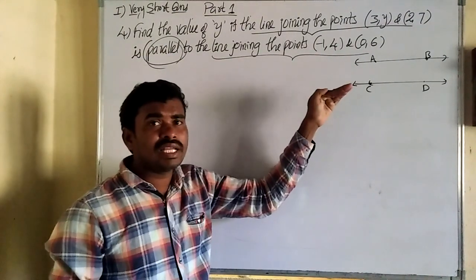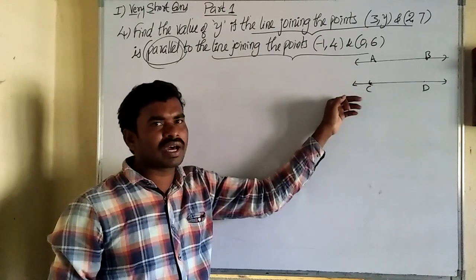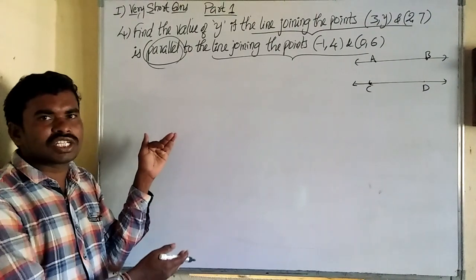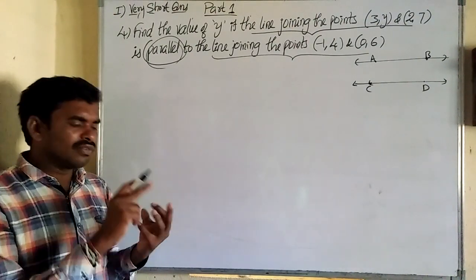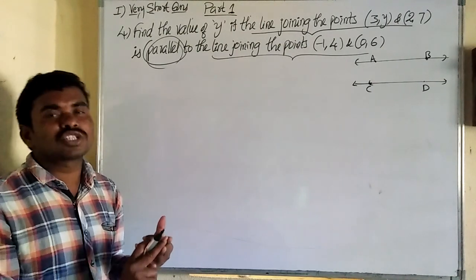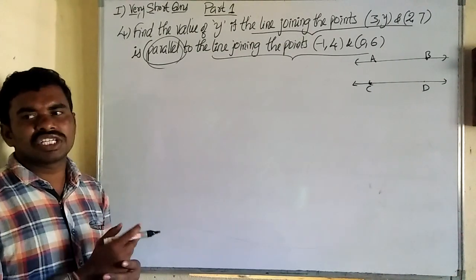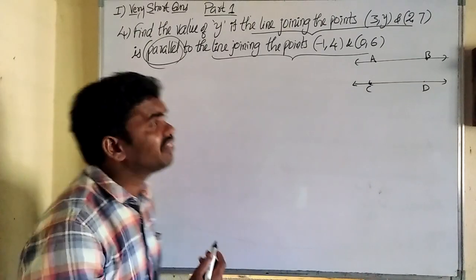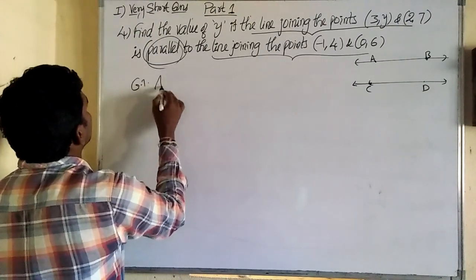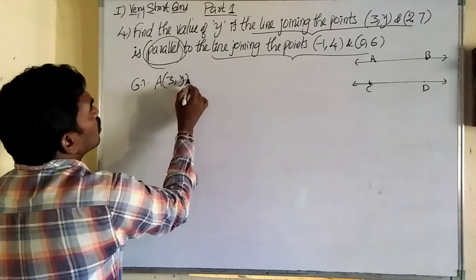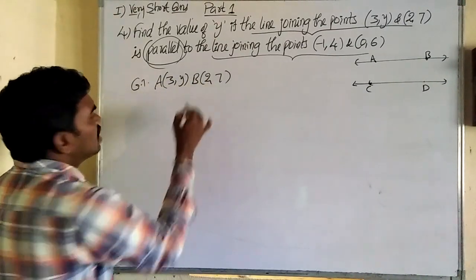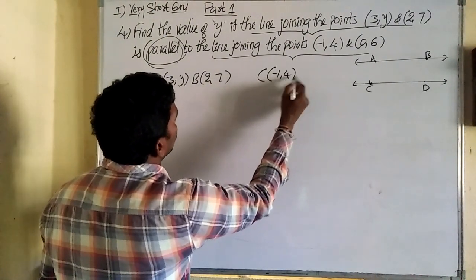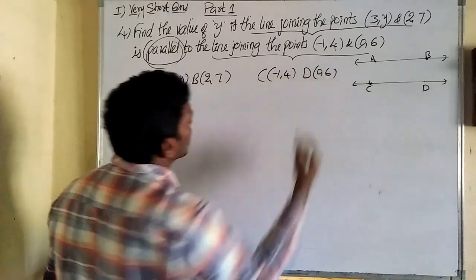Parallel means what? What is the condition if two lines are parallel? Yes, very good. Slopes are equal. Just now I have given the conditions. If two lines are parallel, slopes are equal. If two lines are perpendicular, the product of the slopes is minus 1. Those two conditions I am using, very important. So slope of AB is equal to slope of CD. Given that, let us take A as 3 comma y and B as 2 comma 7, and the other pair C as minus 1 comma 4 and D as 0 comma 6.